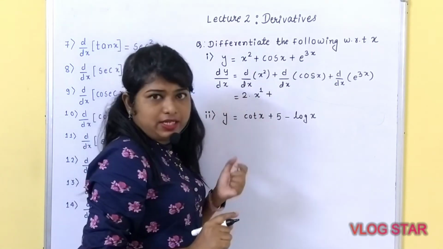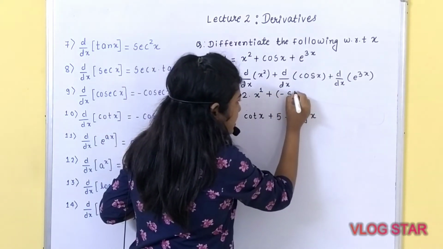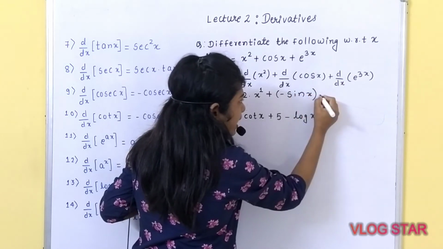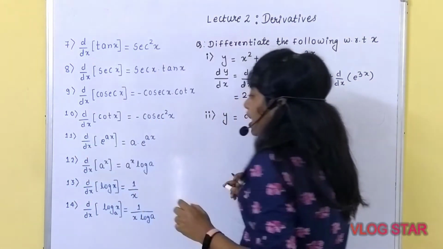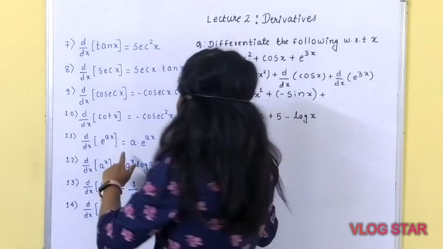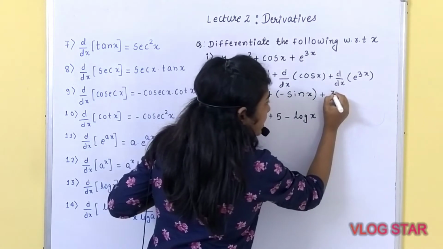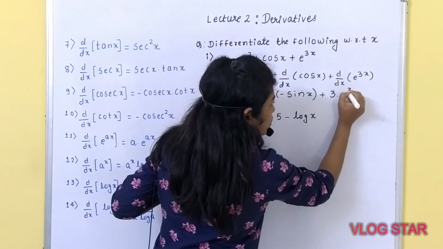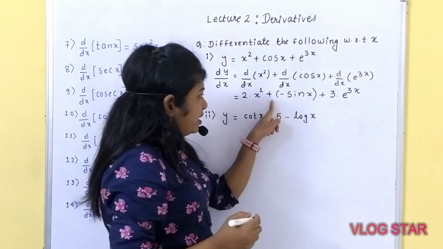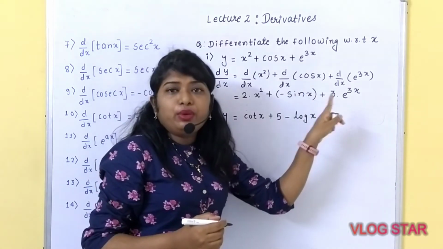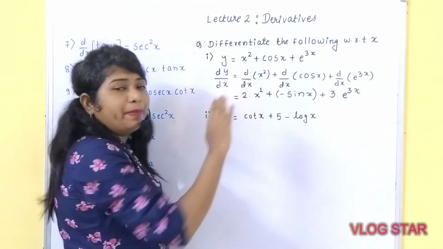I hope you have understood the derivatives of the first term. Okay, what is the derivatives of cos x? Derivatives of cos x is minus sin x plus what is the derivatives of e raised to 3x? As per this formula, derivatives of e raised to ax is nothing but equal to a into e raised to ax. So here you will be getting 3 into e raised to 3x. So what is your answer? The answer is 2x minus sin x plus 3 into e raised to 3x. I hope you have understood problem number 1 or example number 1.